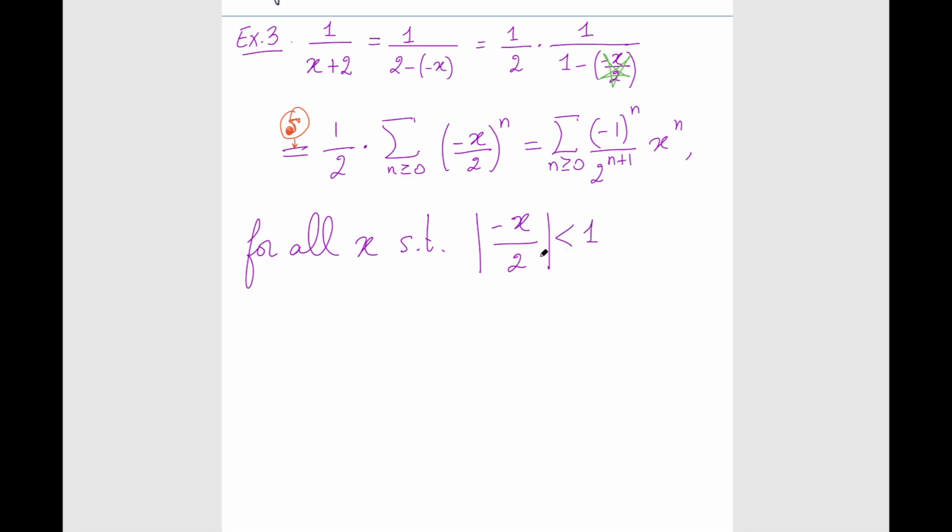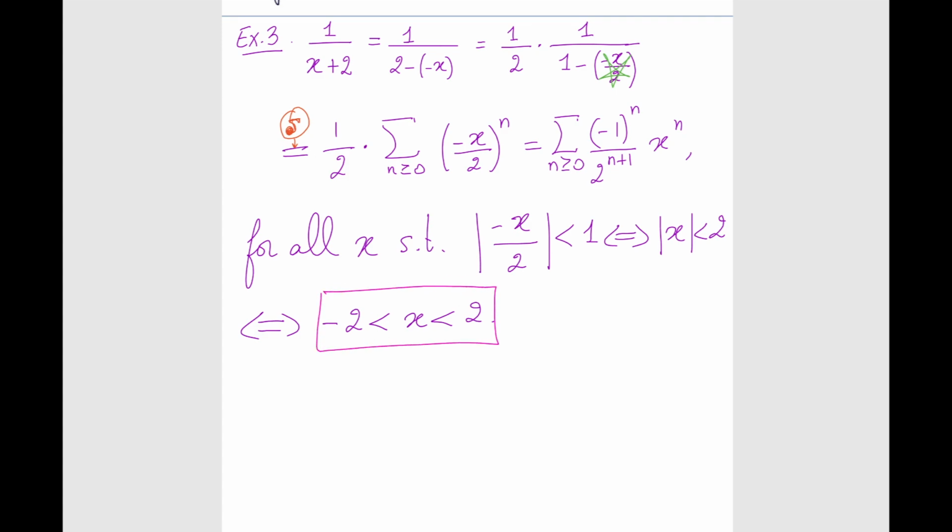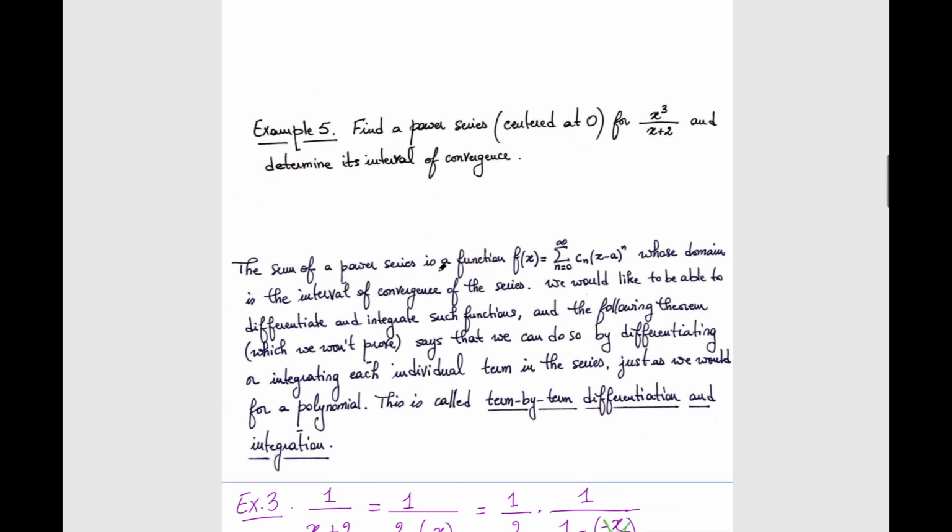Correct? And what does this mean? If you unravel what this means, what does it mean that the absolute value of x over 2 is less than 1? This means that the absolute value of x is smaller than 2, right? Which means that x is between -2 and 2. So that's the interval of convergence, IOC. Okay. All right. So how can we summarize this? This function can be represented by this series, which is a power series centered at 0, for all x in between -2 and 2. All right, let's go back to the previous page and go for the next example.